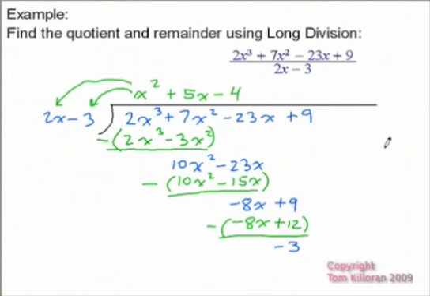The final solution, quotient and remainder together, would be x squared plus 5x minus 4, and then we have to tag on the remainder, which is negative 3, but that's going to be over our divisor, 2x minus 3. And that's the full solution.